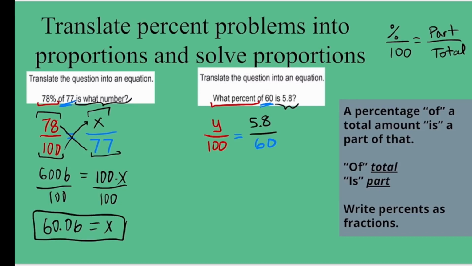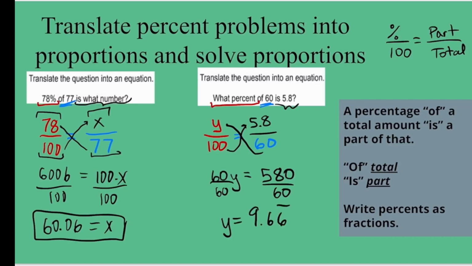For the second problem, same math. 60 times y is going to give me 60y. 100 times 5.8 is 580. And then 580 divided by 60 is going to give me 9.66 repeating.